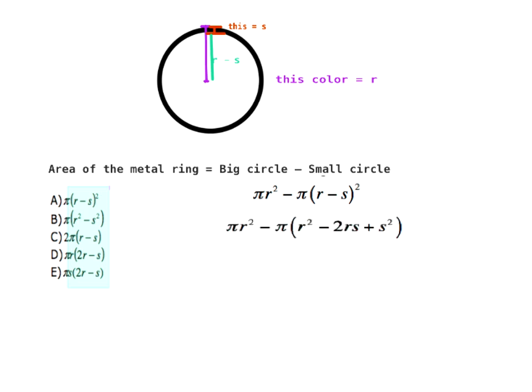And then these guys are going to cancel, because that's going to be pi r squared minus pi r squared. And so all you're left with is the minus 2rs, which winds up being positive 2rs. Still have a pi out there. And then you have the s squared becomes negative, because again, you're subtracting that whole quantity. So your final answer looks like this, and then if you pull out the s, then you get exactly the expression that is in choice E. And so there you go.